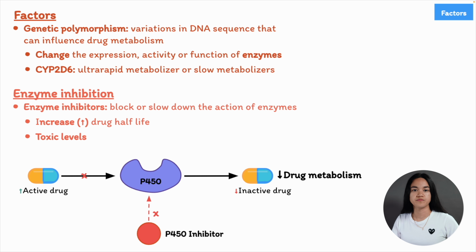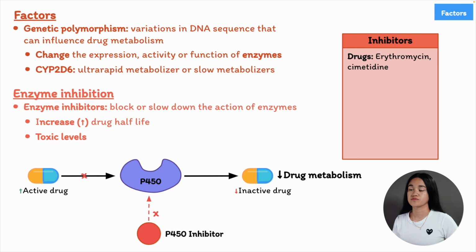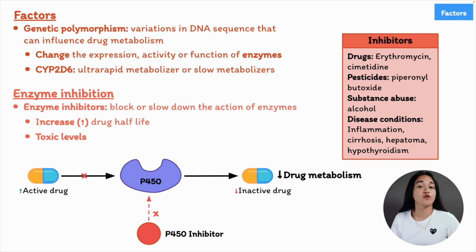Okay, pretty straightforward. If we're blocking the activity of the enzyme, then the drug cannot be broken down. So enzyme inhibitors can be drugs, they can be pesticide additives, substance abuse, so alcohol or industrial solvents. There's also an influence of age, pregnancy, disease conditions. So there are several factors that can influence metabolism and the levels of enzymes that are produced by the body. Let's look at one example.